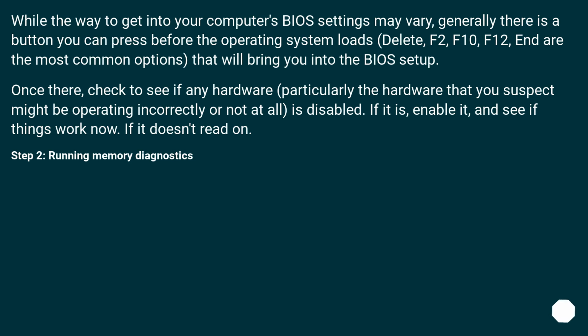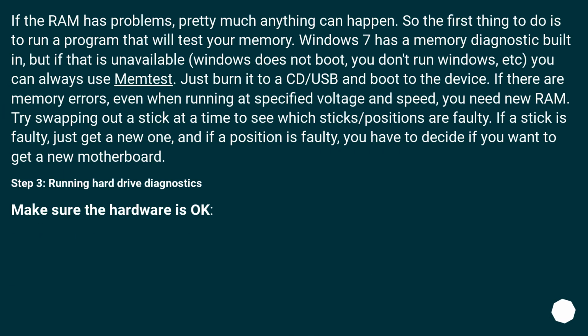Step 2: Running memory diagnostics. If the RAM has problems, pretty much anything can happen. So the first thing to do is to run a program that will test your memory. Windows 7 has a memory diagnostic built in, but if that is unavailable, Windows does not boot, you don't run Windows, etc., you can always use Memtest. Just burn it to a CD or USB and boot to the device.